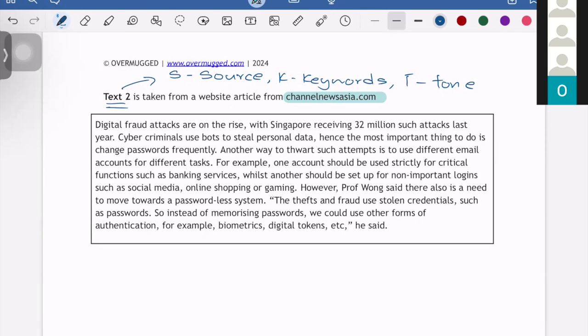Text 2 is talking about digital fraud attacks and it is on the rise. They mention cyber criminals stealing personal data and they are giving suggestions on how to counter this. So they talk about changing passwords frequently. Other ways is to use different email accounts for different tasks. And then Professor Wong also mentioned that there is a need to move towards a passwordless system. So instead of using passwords, use other forms of authentication. So biometrics, digital tokens, and so on.